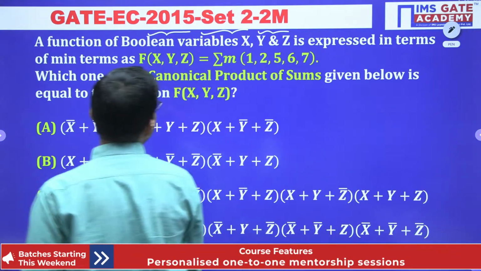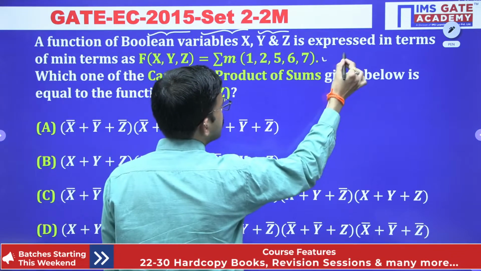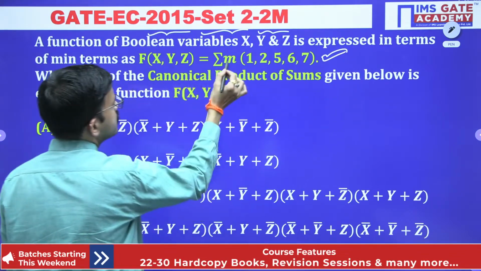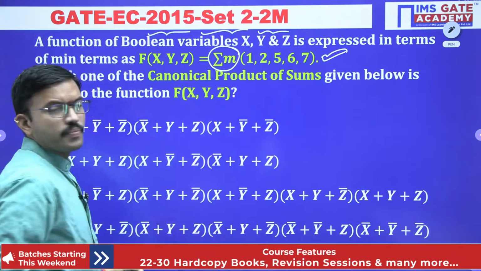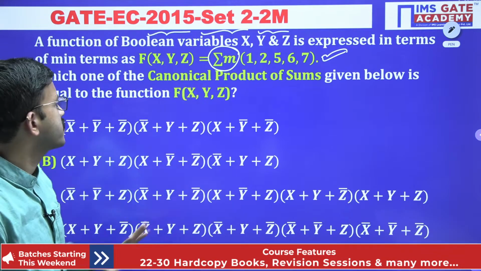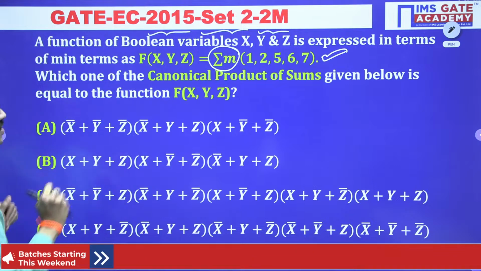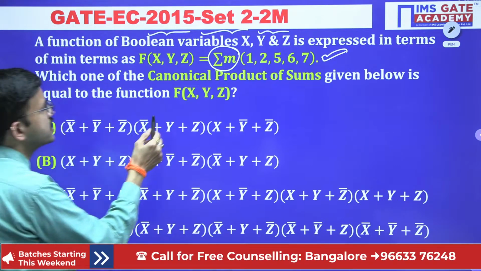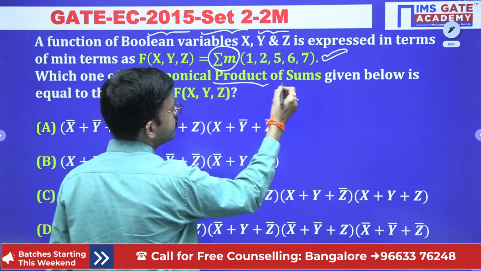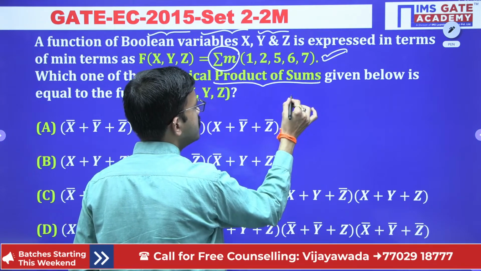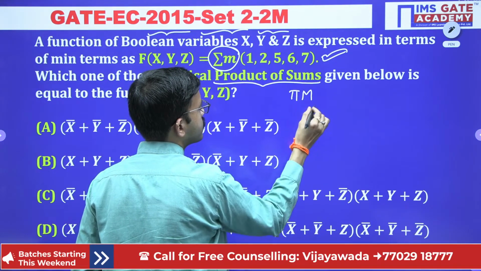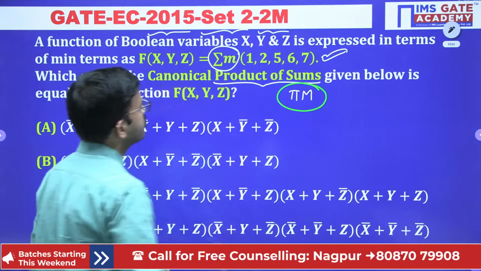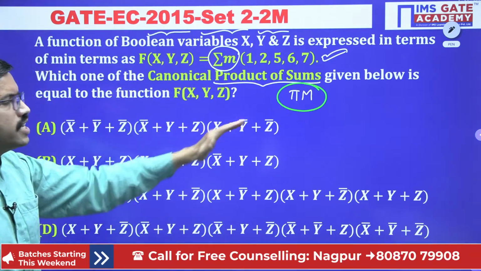Here if you observe, they have given one Boolean function. It is represented in sigma m form, that means sum of min terms. And in the choices, and even in the question, they have mentioned canonical product of sums. Canonical product of sums means pi capital M. They have given sigma M form, and they are asking for the equivalent pi capital M.